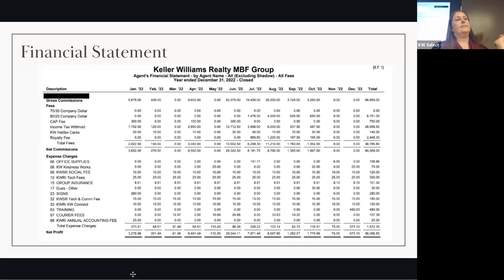There may be more for the recording than the new agents. The question that I've gotten is, do I have to register for HST if I'm making under 30,000? So the question was, do you have to register for an HST number if you're making under 30,000?